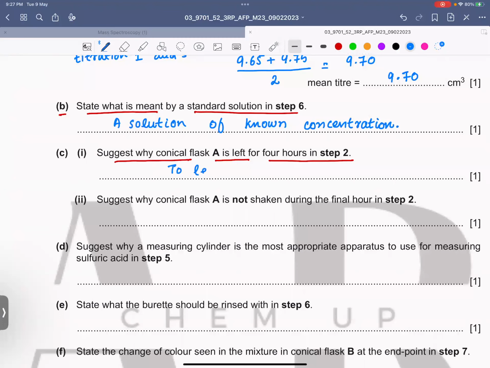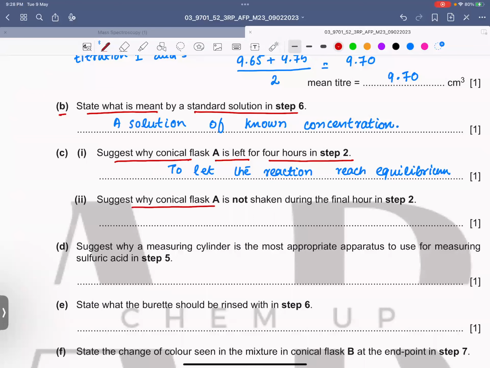So to let the reaction reach equilibrium.